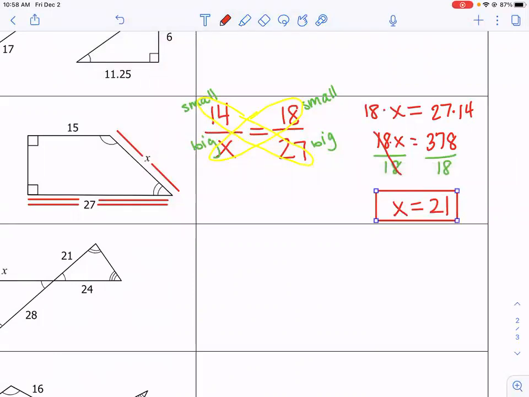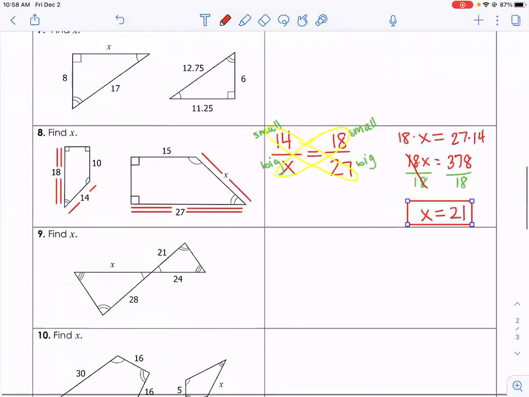So I think it's important to come back to our picture. If X is 21, does that make sense in terms of the size of the other sides and the size of these sides? Does it look like that seems reasonable? I think so. Yeah. Okay.